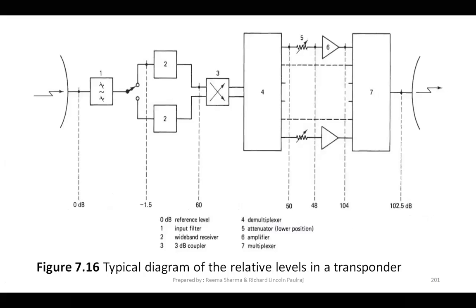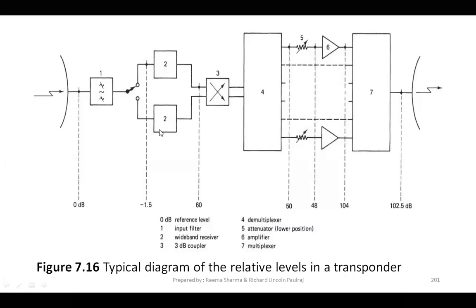Okay. So before we get into the explanation, just look at these diagrams here, where you have 0 dB here, then this will be a minus 1.5, then this is 60, 50, 48, 104, and 102 dB. So what is happening here? This is nothing but the first one is your filter that you can see here. So I have received a signal. This is my antenna, received a signal. So this is my filter, band pass filter. Then it connects to my receiver.